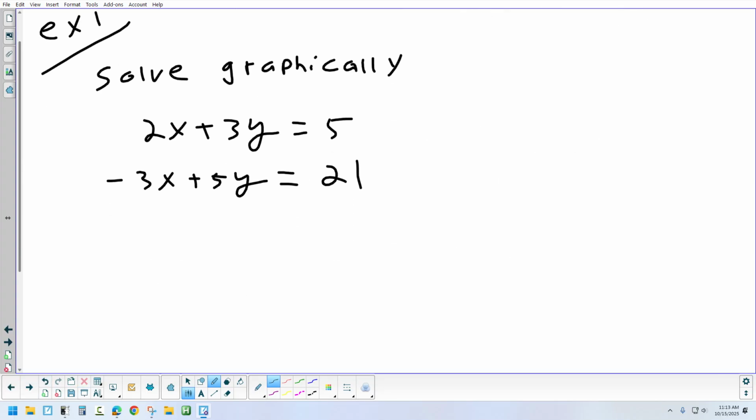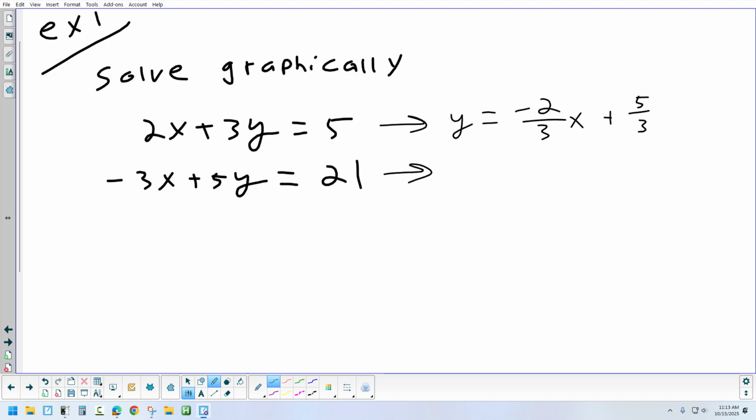Okay, so they want us to solve this graphically, but what letter do we need by itself? Because we can't put that in the calculator like that. Yep, y. What would be your 2 steps to get y by itself in the top equation? Subtract 2x from both sides, and then divide both sides by 3. So it's going to become a -2, and then divide by 3. So our slope is -2/3 x, and we have 5, and we have to divide by 3.